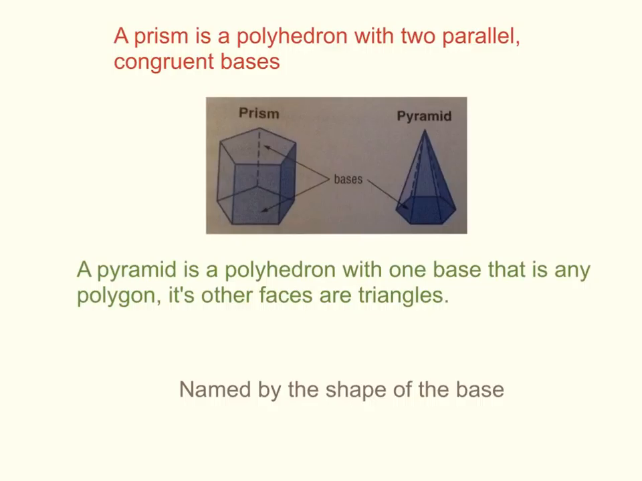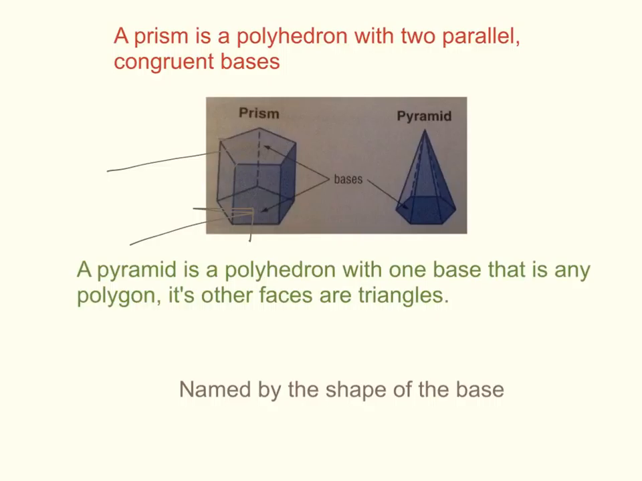A prism is an example of a polyhedron with two parallel congruent bases. Remember, when we hear congruent, we think of equal. So if you look at this example, the picture on the left is an example of a prism because the bases, which are the two shapes on the ends, as we usually describe it, are congruent, and they're also parallel, which means they go on and on forever and will never touch.